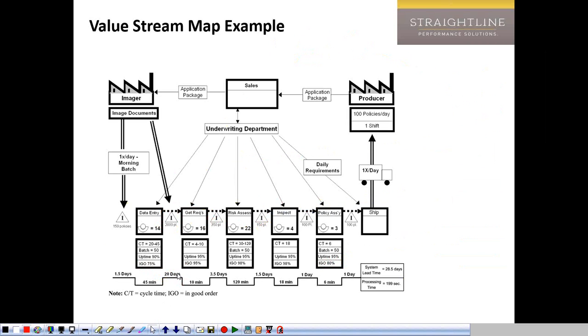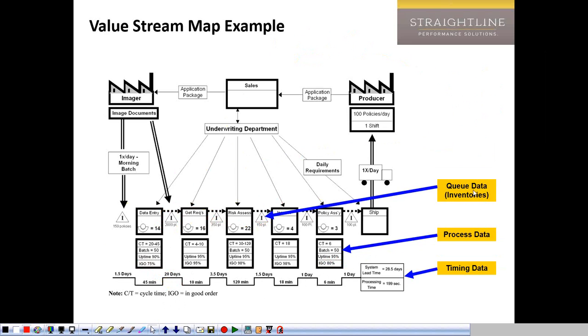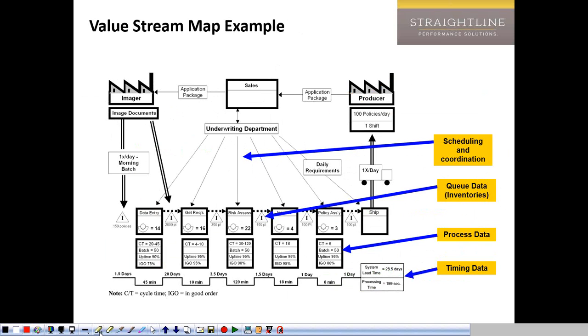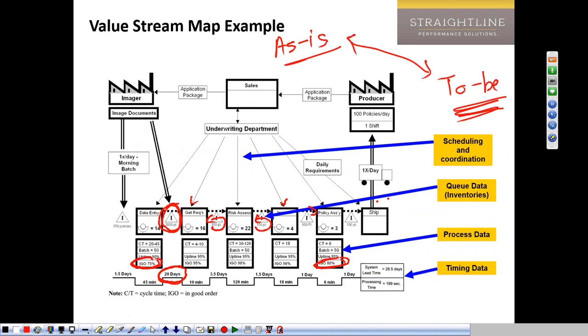Again, I think if we look through that, we can break it down by saying at the bottom is timing, then we've got some process data, we've got our queue data, we've got our scheduling and coordination right there, and then the process steps are all right there. That's our process steps right there. Okay? So it's a process map.